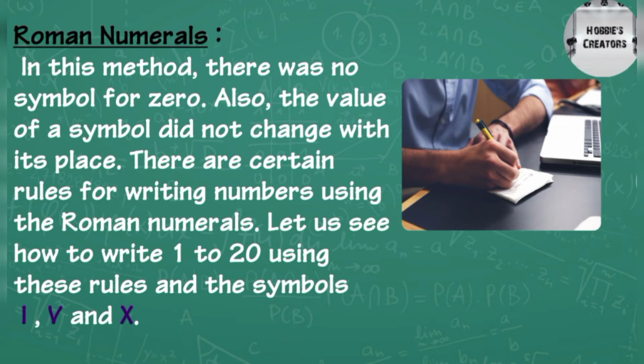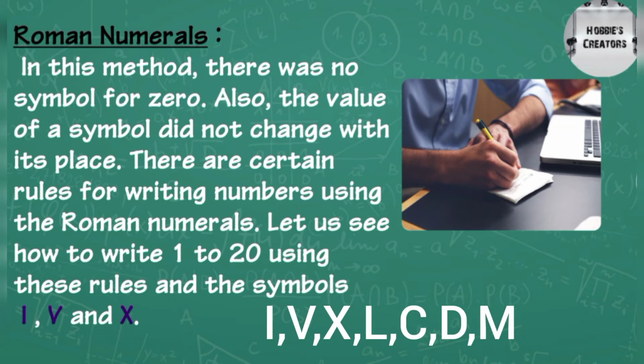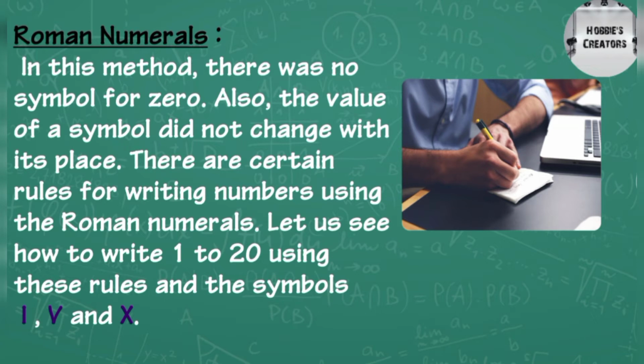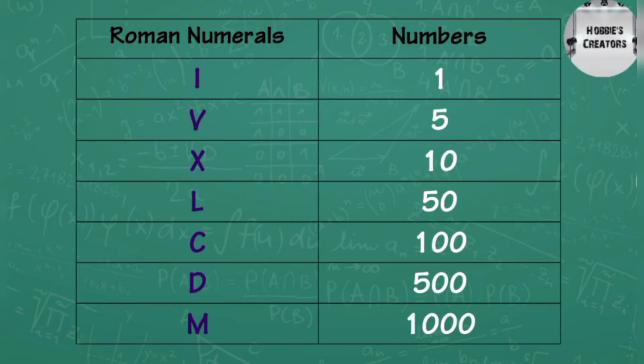Keep in mind, in Roman numerals we will be using alphabets like I, V, X, L, C, D, M. Now we can see what those are. Here you can see the Roman numerals I, V, X, L, C, D, M and their numbers. I is 1, V is 5, X is 10, L is 50, C is 100, D is 500, M is 1000. Just take a note of these Roman numerals and numbers so that it will be useful to you.